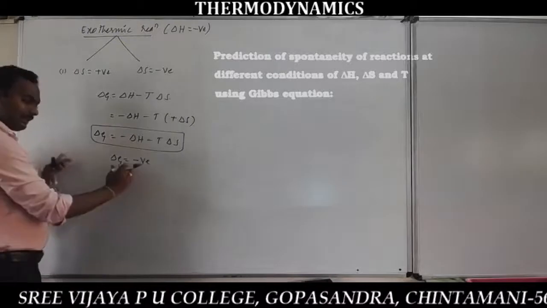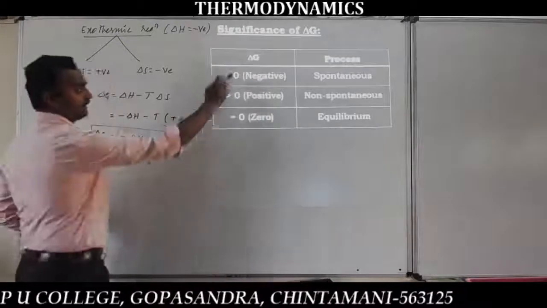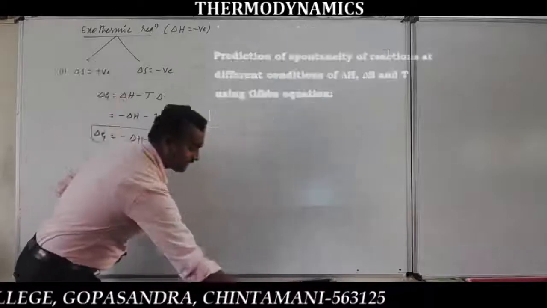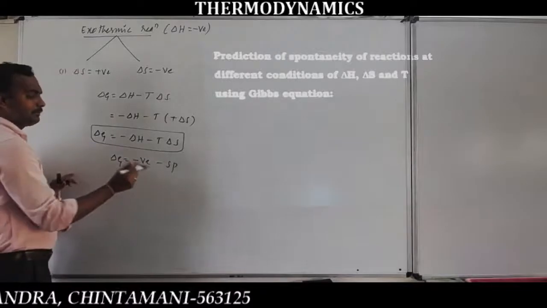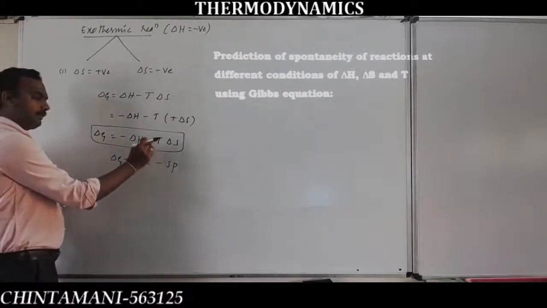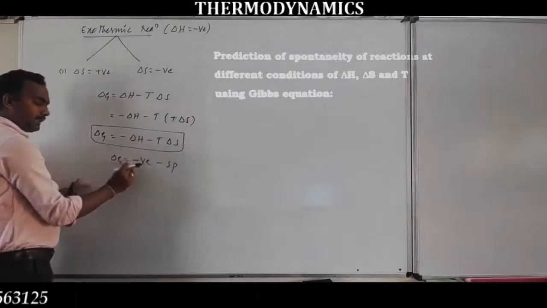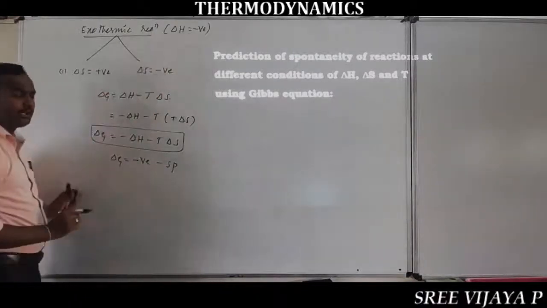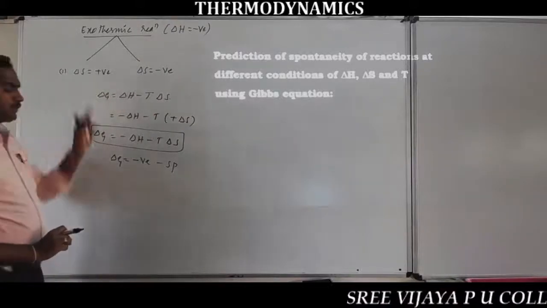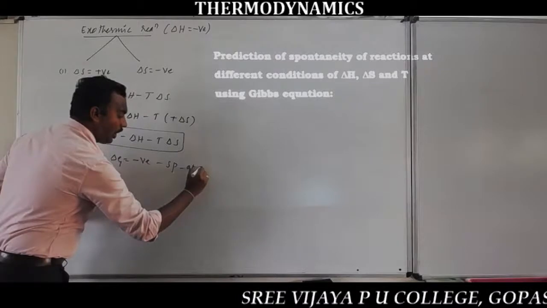So delta G will be negative. If delta G is negative, then the process is taken as spontaneous. And remember, whatever temperature you take, 298 Kelvin, 310 Kelvin, any value, the resulting value will be negative. Therefore, under the condition of delta H negative and delta S positive, the process is spontaneous at all temperatures.